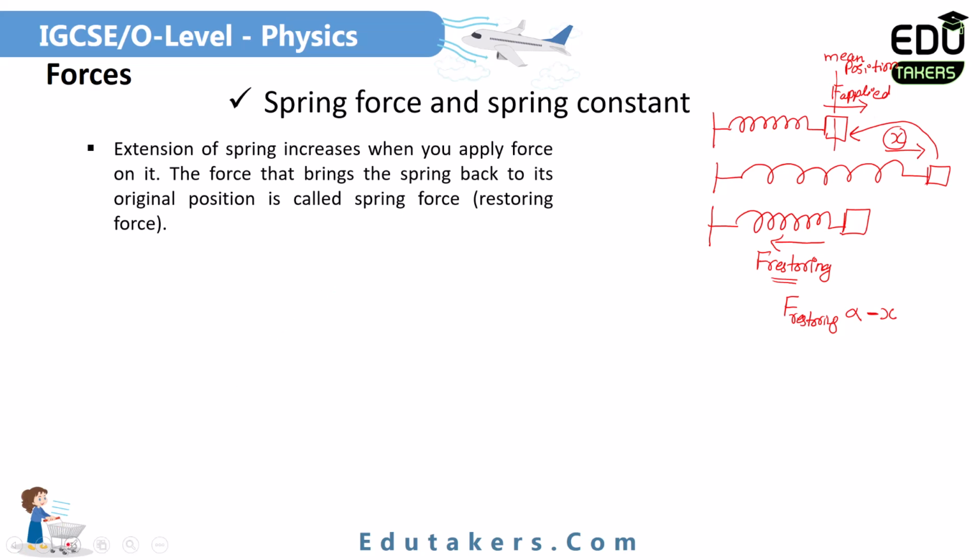So you can see here, the extension of the spring increases when you apply force on it. The force that brings the spring back to its original position, which is basically the mean position, is called the spring force or the restoring force. Because of the restoring force, the spring comes back to its mean position. The direction of this restoring force and the extension is opposite. That's why there is a minus sign in Hooke's law.